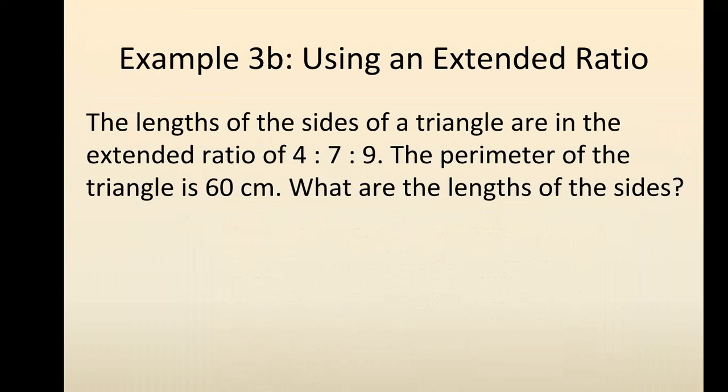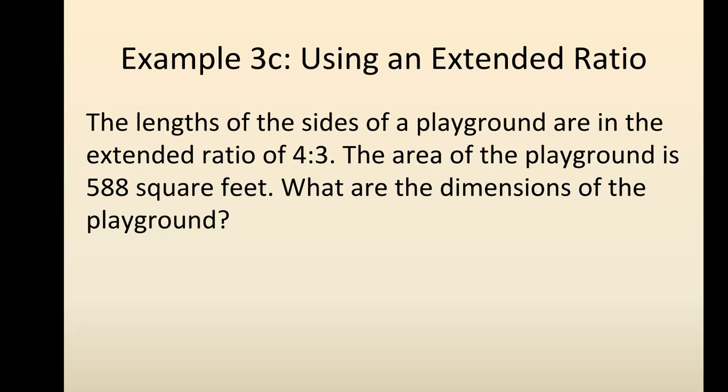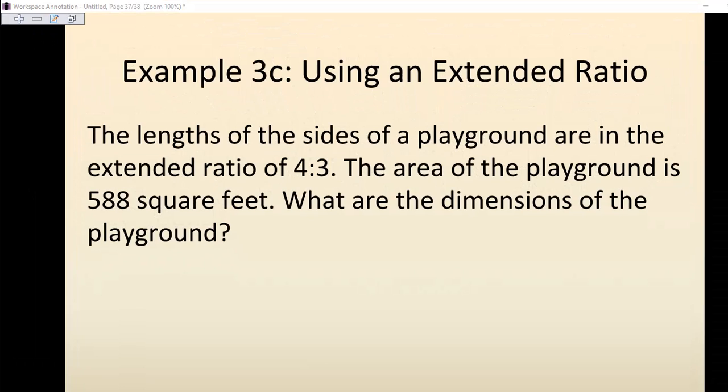So now let's take a look at another one. The lengths of the sides of the playground are in the extended ratio of 4 to 3. The area of the playground is 588 square feet. What are the dimensions of the playground? All right, this problem is just a little bit different because this one, notice, is talking about the area of a playground. Before we did perimeter where we added up and set it equal to that perimeter or that total, this one is just a little bit different.